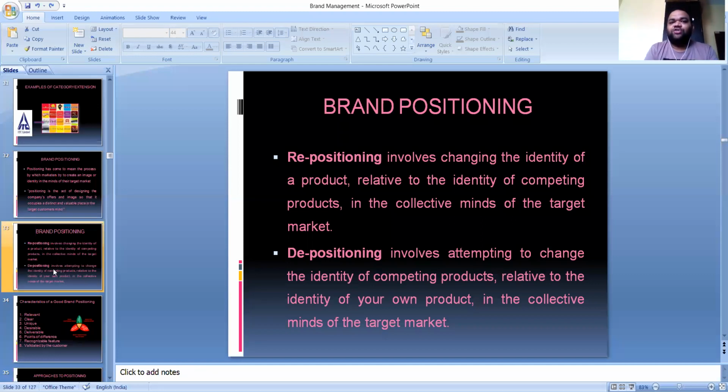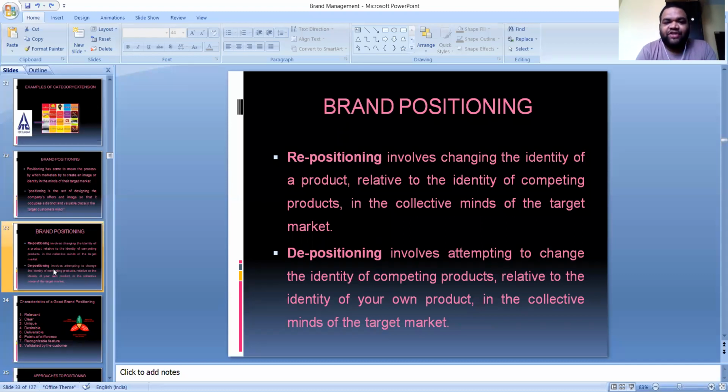Then after this issue, if you see, their advertisements will be different. They want to create them in such a way that we don't have any chemicals, our process will be very good. So they want to change the identity. That is what we call brand repositioning.